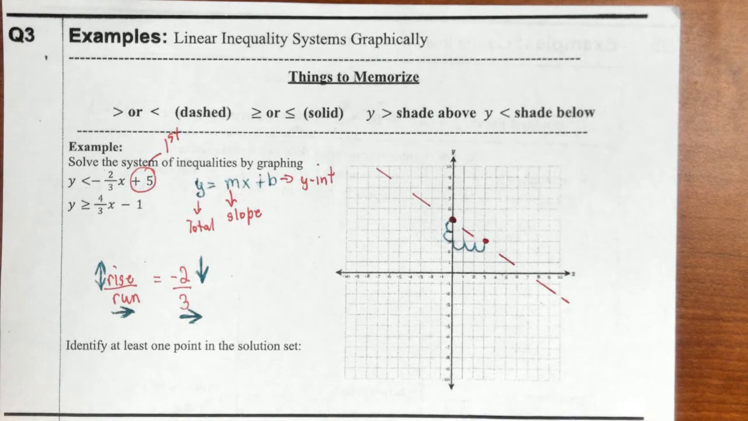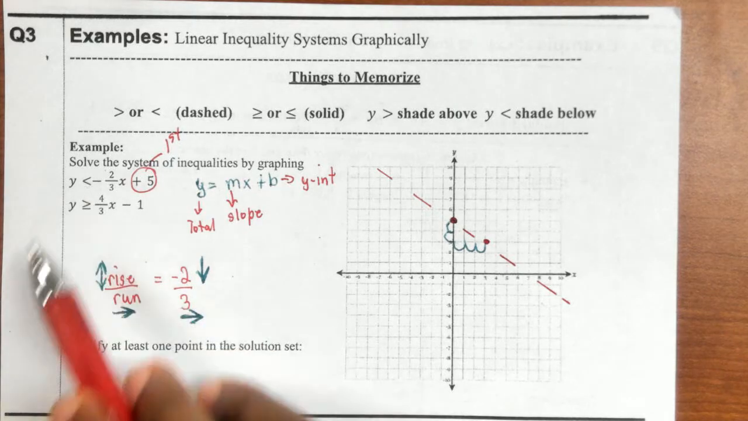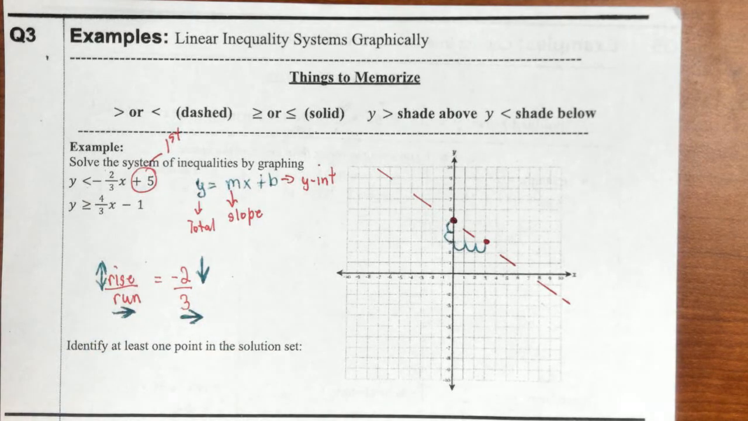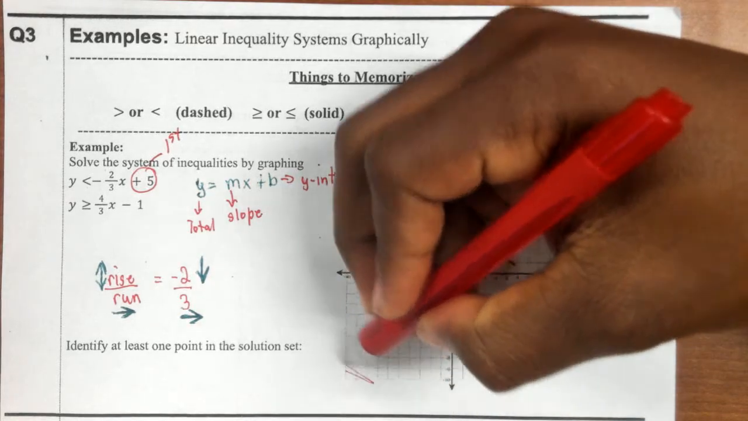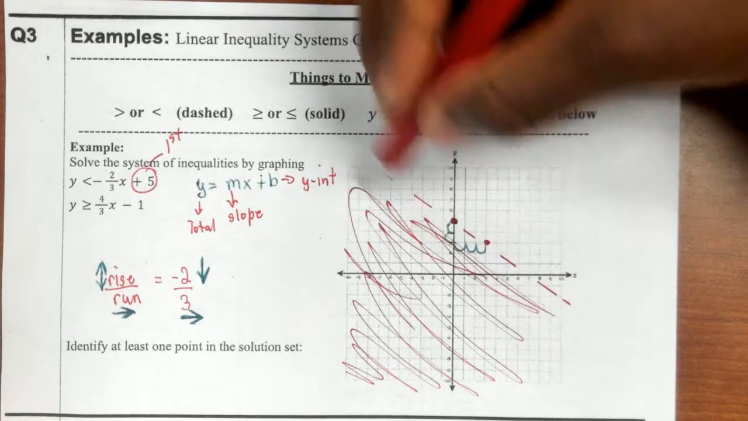Now I'm going to shade. It says that y is less than my line. If I'm less than my line, that means I'm going to shade below it, because when you're less than something, you're underneath or below. So again, I'm going to shade below my dashed line.